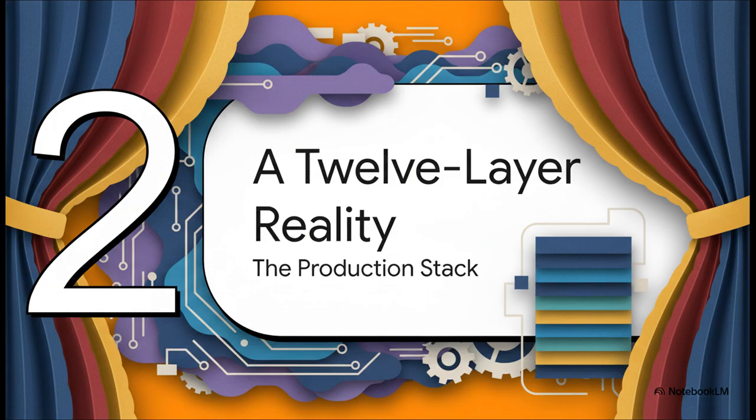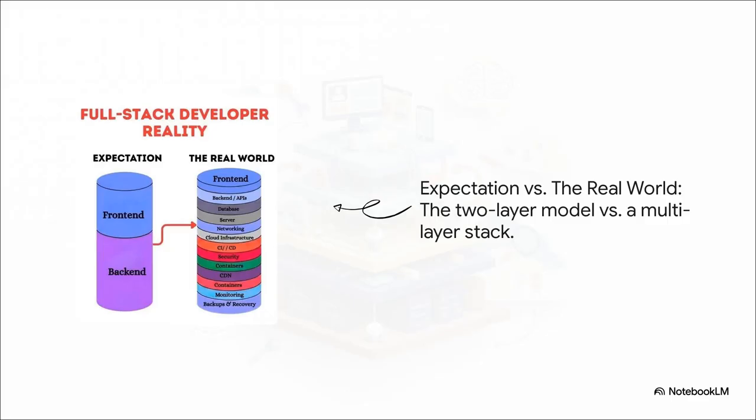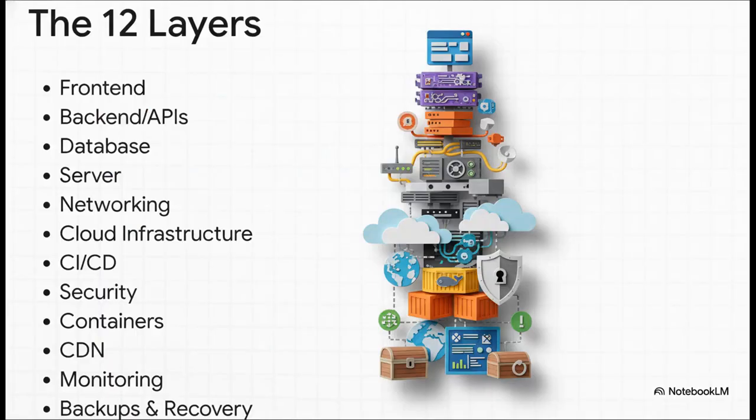So let's pull back the curtain. It's time to graduate from that simple expectation and look at what a professional production-grade system actually involves. The reality is, well, it's a lot more layered. And here, you can really see the massive difference between theory and practice. On the left, you've got our simple little two-layer model, but on the right, that's the real world. It's this complex, multi-layered ecosystem. And let me tell you, understanding each of these layers isn't just a nice to have, it's absolutely essential for building anything robust. So let's break these 12 layers down.